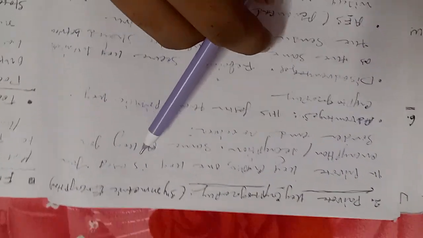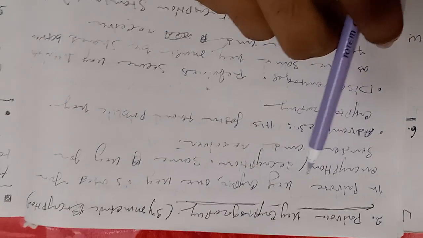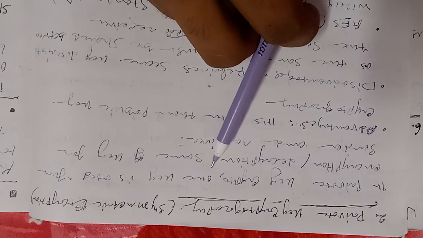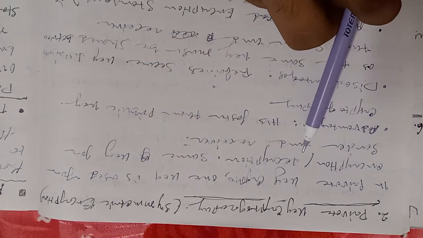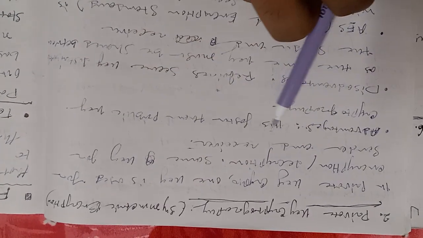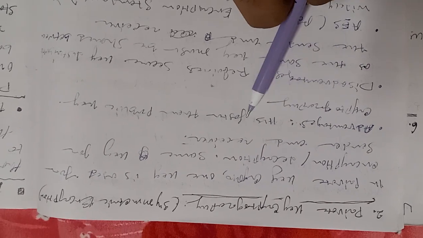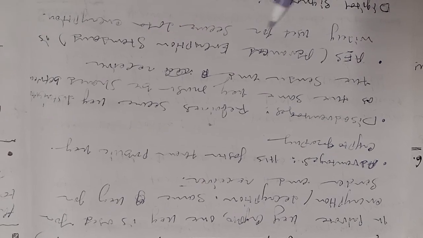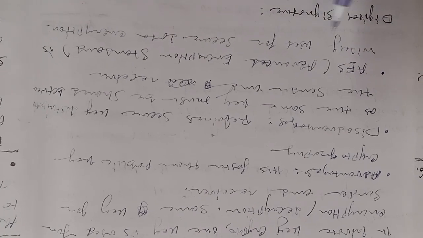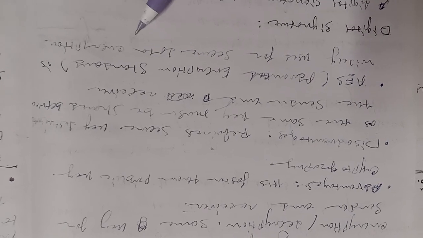Then we have private key cryptography. It's also known as symmetric encryption. One key is used for encryption and decryption, the same key for sender and receiver. There is an advantage: it's faster than public key cryptography. And what are the disadvantages? It requires secure key distribution, as the same key must be shared between the sender and the receiver. AES, or Advanced Encryption Standard, is widely used for secure data encryption.